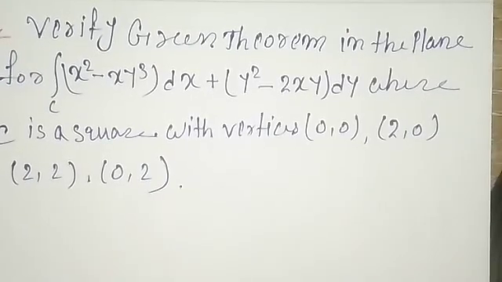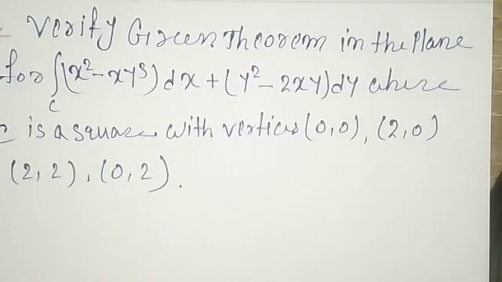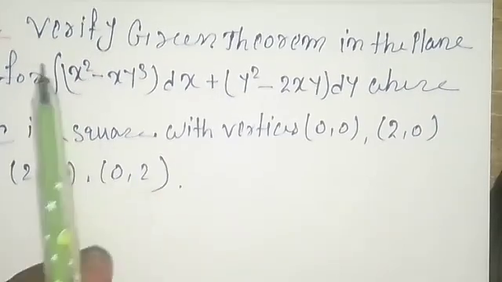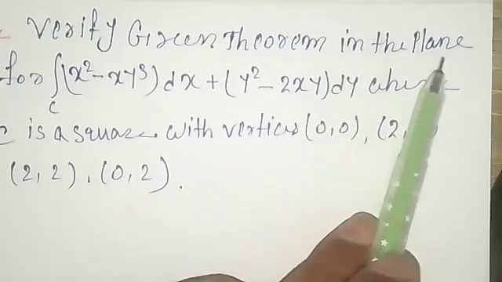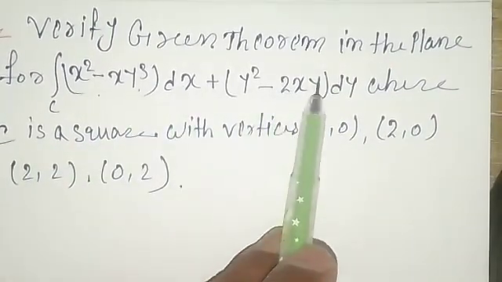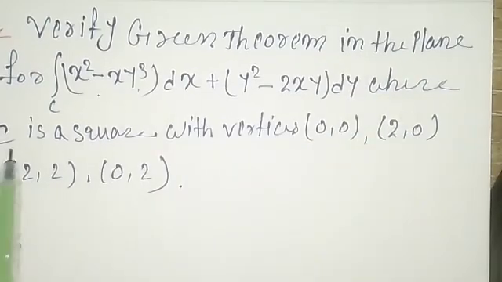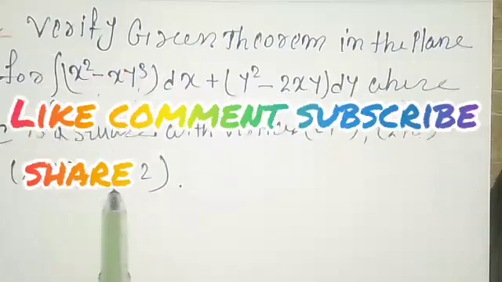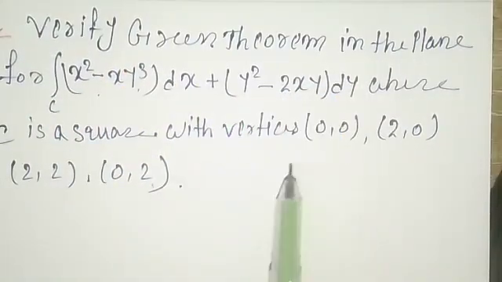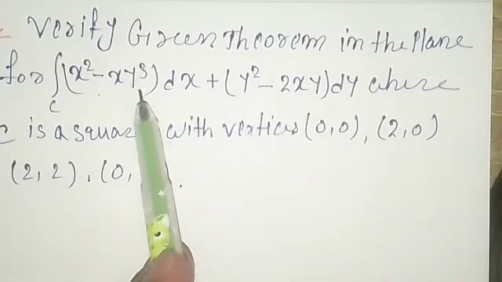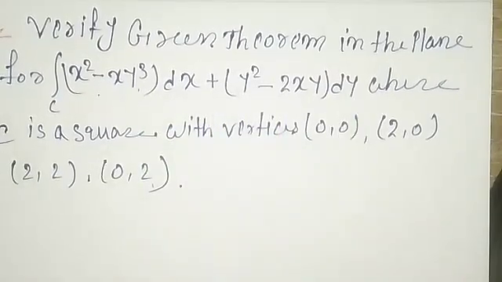Now in this session we will see Green's theorem. We have one problem we'll do, and then see how to verify Green's theorem. The problem on the screen: verify Green's theorem in the plane for the integral of (x square minus xy cube) dx plus (y square minus 2xy) dy, where C is a square with the vertices (0,0), (2,0), (2,2) and (0,2). So these are the vertices of a square, and a curve in the plane is given in the form of M dx plus N dy. So you have to verify Green's theorem.